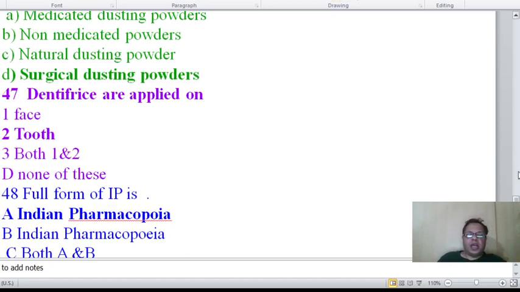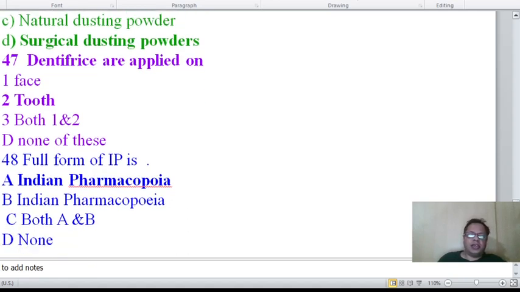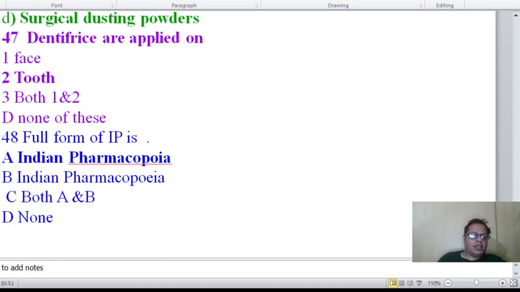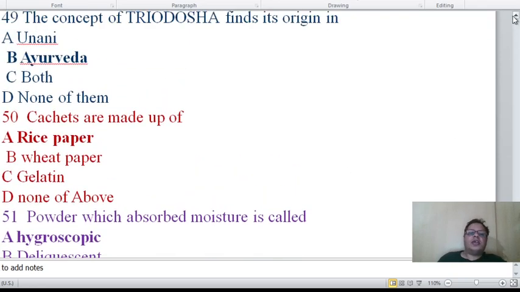Now question number 48, which actually asks about the full form of IP, and you know pretty well that the answer of this question is A, that is Indian Pharmacopoeia. Now let's move ahead with question number 49. This is the last slide of this session. The concept of Tridosha finds its origin in Ayurveda. So being a pharmacist, we should have pride that we were born in the country where Ayurveda has originated from. So the answer is that the concept of Tridosha originated in Ayurveda.